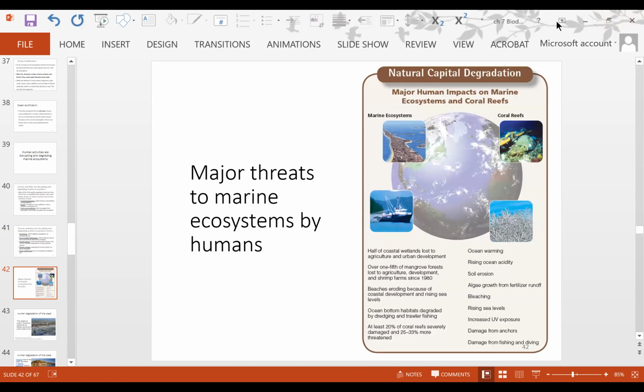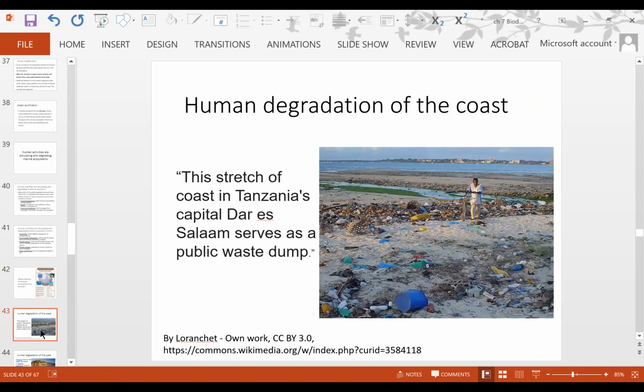And this is a list of marine ecosystems and coral reef impacts and causes of degradation. You could read through that. And here is a photo of the coast of Tanzania, and it serves as a public waste dump. So people are just leaving their garbage along the coast there.